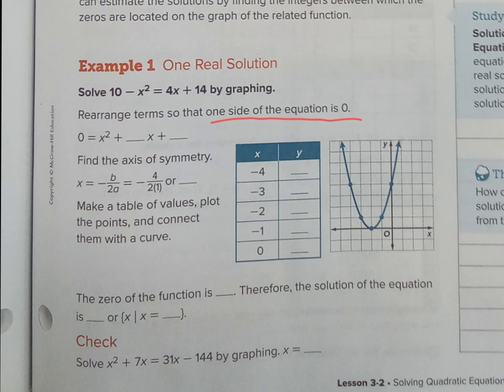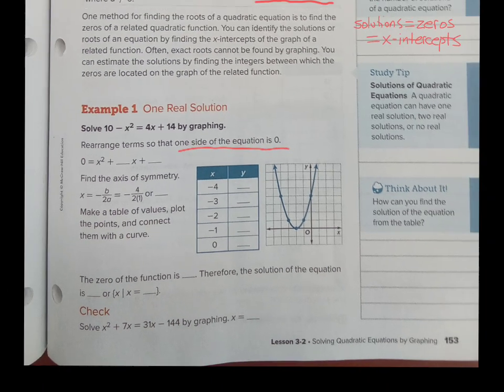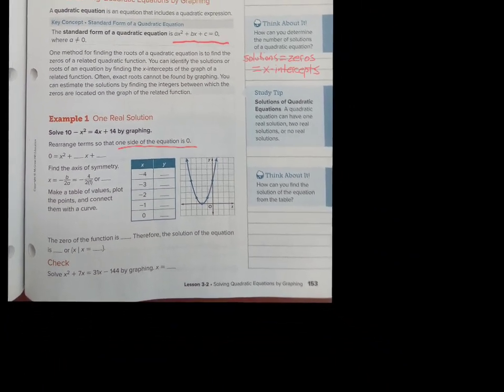All right, so how do we get all the terms on one side? What should we do? Right now it looks like this: 10 minus x squared equals 4x, what was that, 14? Yeah. All right, so I want everything on one side. What should we do?